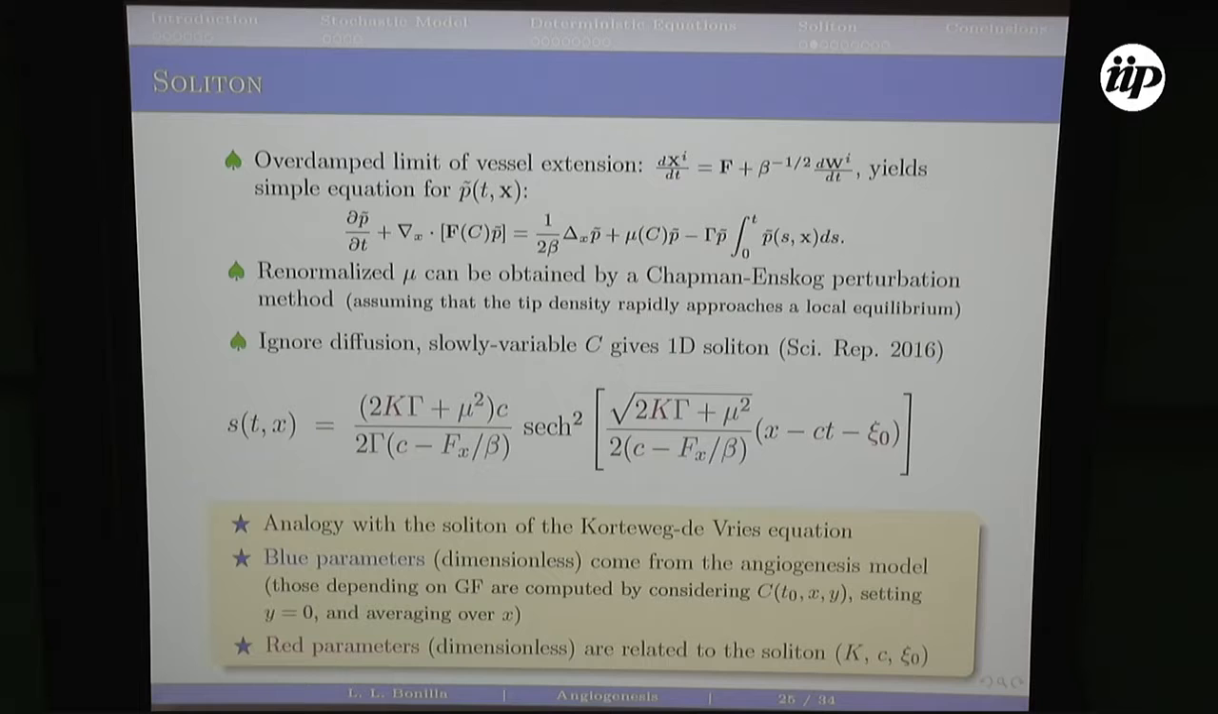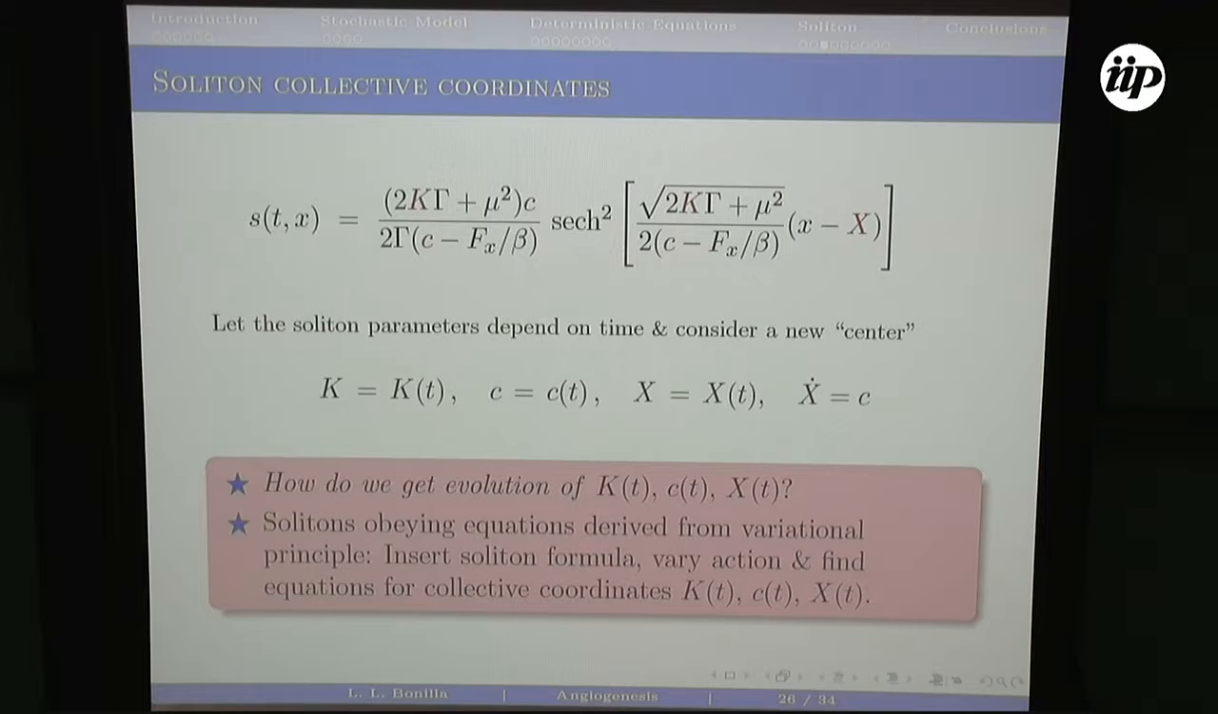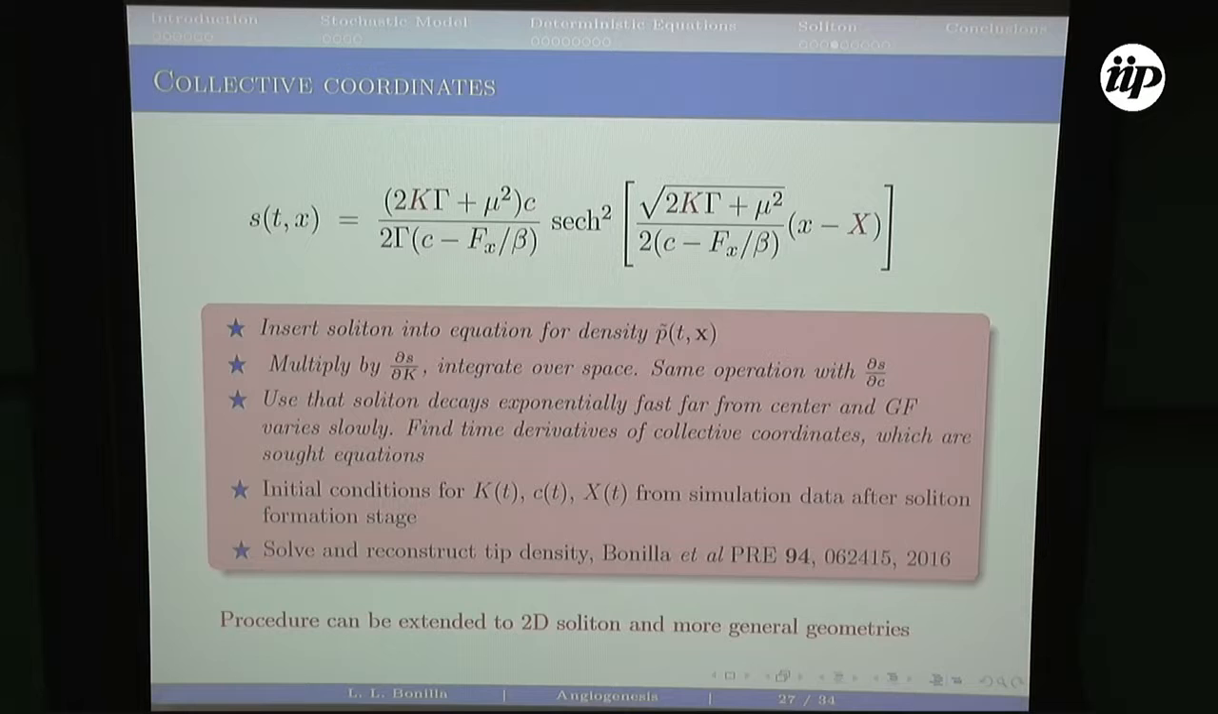Of course, the growth factor moves slowly, and there are a lot of things we left out. So we can approximate this by the moving soliton with slowly varying so-called collective coordinates. We figured out a way to get equations for these collective coordinates, which I probably should not tell you the details of, but more or less it's a recipe written here. You can extend it to 2D solitons, not only this one-dimensional cut that we did.